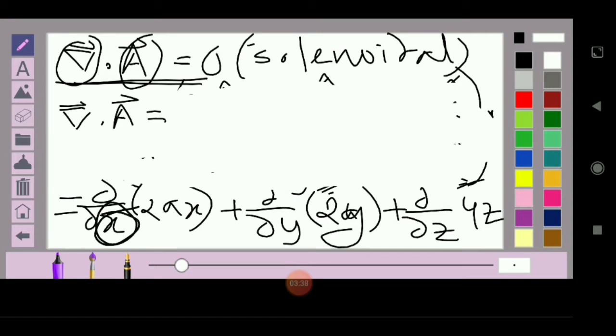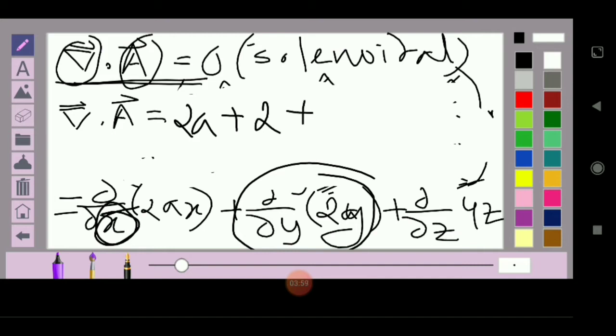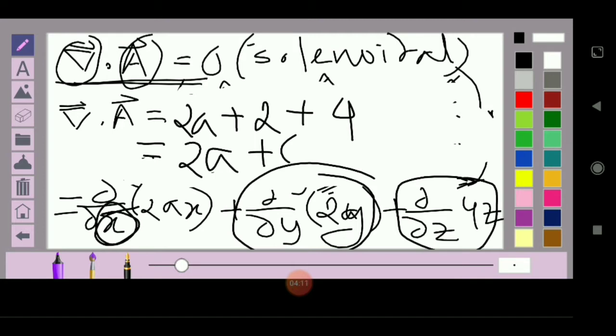Whenever we are taking the partial derivative, we will consider the other terms as constant. So here the derivative of 2ax is only 2a, because the differentiation of x with respect to x gives us 1, plus del y of 2y, which gives us 2, plus del z of 4z. The derivative of z is only 1, so 4 is there. So the final form of del dot A is 2a plus 6.